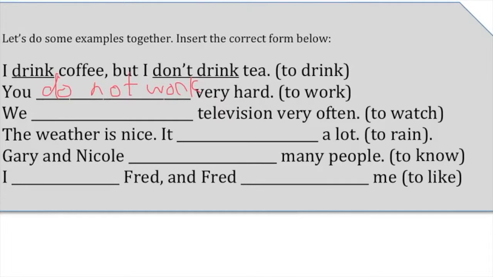Let's do the next one now. We blank television very often. Is it we do or we does? You should say we do. For the negative I'm going to write we don't. And the verb is watch, so we don't watch television very often. It's not we don't watches, it's just we don't watch. You don't need to add the ES. No ES, no S, nothing like that. Just don't or doesn't.